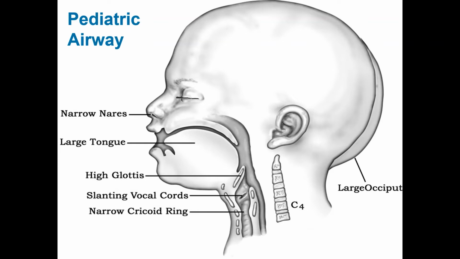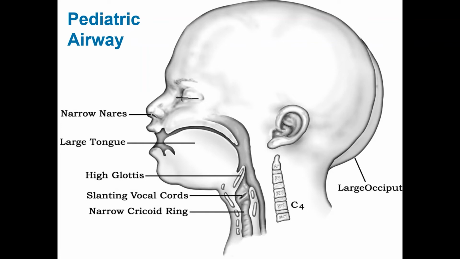They also have a high glottis. They have slanting vocal cords and a narrow cricoid ring. The cricoid rings are what protect the trachea from collapsing and give it a structure. The trachea itself is a funnel type deal, where it starts out big at the top where the vocal cords are, and then it narrows into a funnel.